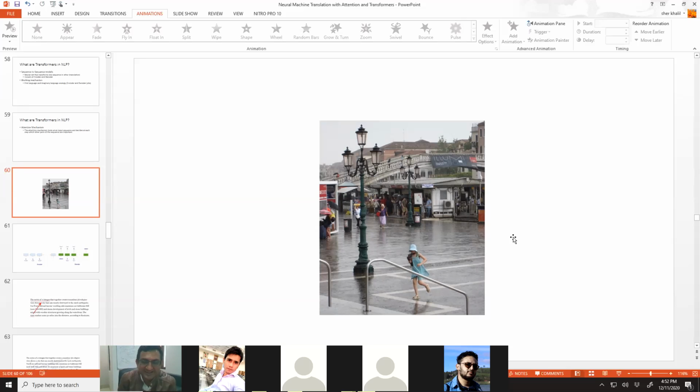What is the most attention-grabbing thing in this image? Sir, a woman is running. A woman is running inside the building. It's a girl. Yes, you can say a girl.